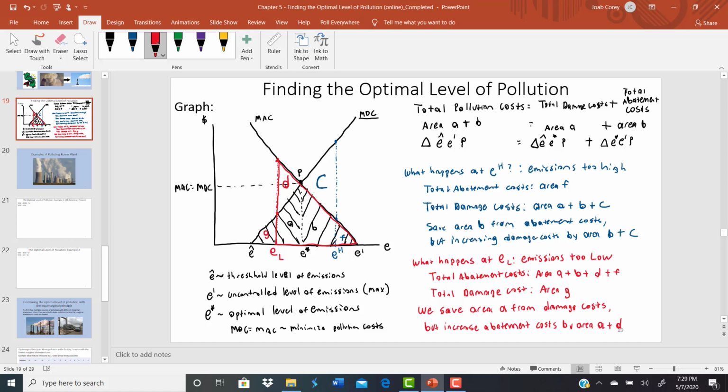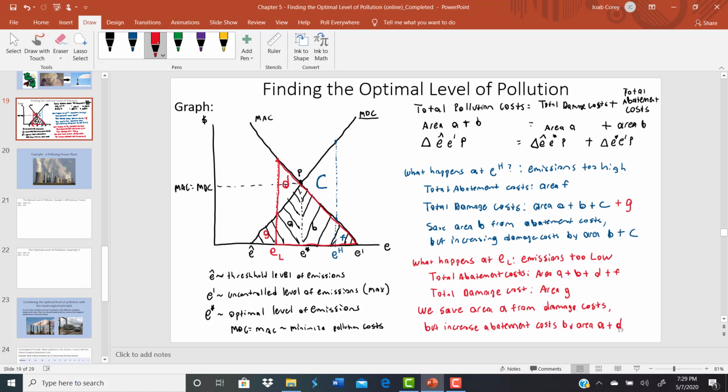By the way, if you are looking at a still picture of this graph, then our total damage costs when we're at E hat will now also include area G. If you're looking at the total picture at the end of things, then you'd have to throw that area in there that we didn't segment out before. But in any case, the idea here is that we minimize these total pollution costs, our damage costs and abatement costs added together, by operating at the optimal number of emissions, E star, which is where our marginal abatement cost curve intersects our marginal damage cost curve.